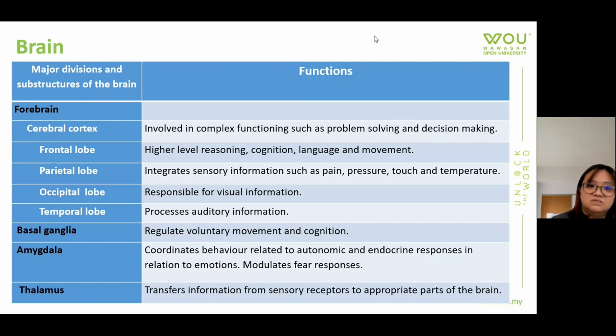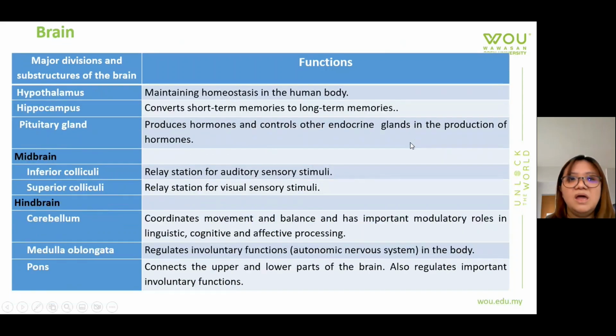Yeah, and we also have the thalamus, which transfers the information from our sensory receptors to appropriate parts of our brain. So when you study the stress response, the fundamental parts that you should understand will be the amygdala and thalamus. Yeah, these two parts are very important. And we also have the hypothalamus, which maintains homeostasis. So when we feel thirsty or very cold, our hypothalamus will start functioning to trigger us to do something, to keep us warm, to keep us hydrated.